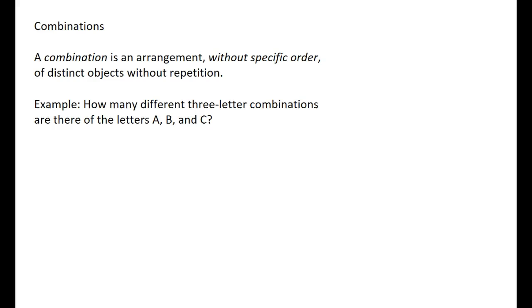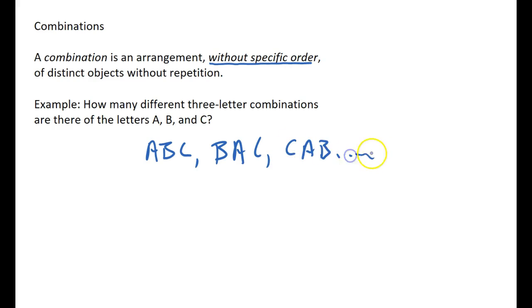All right, now a combination is a little different. A combination is an arrangement of distinct objects without repetition and without specific order, so the order does not matter. So how many different three-letter combinations are there of the letters A, B, and C? Well, here's the deal. ABC, BAC, CAB, all of these are the same combination because they're the same three letters. So the answer is there's one combination of the letters A, B, and C because we're using all three letters.